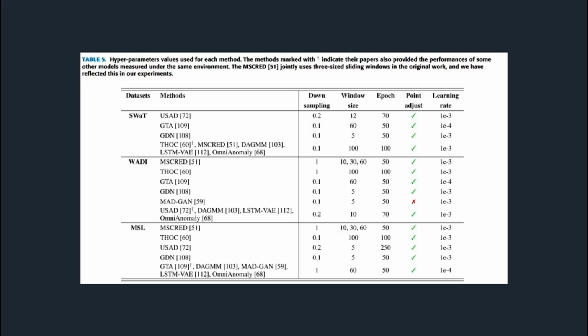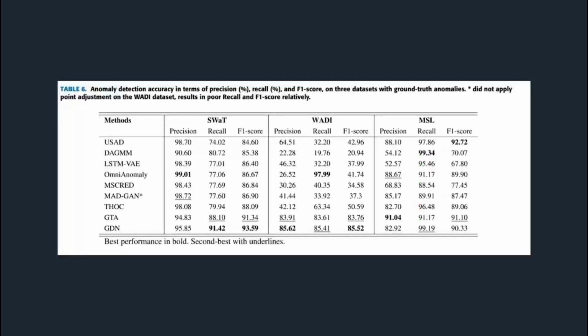So this lists down the hyperparameter values for each method. In fact, we used five methods, which are USAD, MTAD-GAT, GDN, THOC, and LSTM. Similarly, in WADI and MSL, we use various hyperparameters. This is how the models performed. So here we list down the precision, recall, and F1 score for each of the models that we used. Best performance is bold, and the second best performance is underlined here.